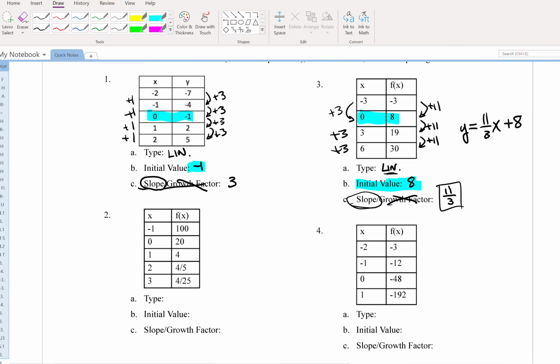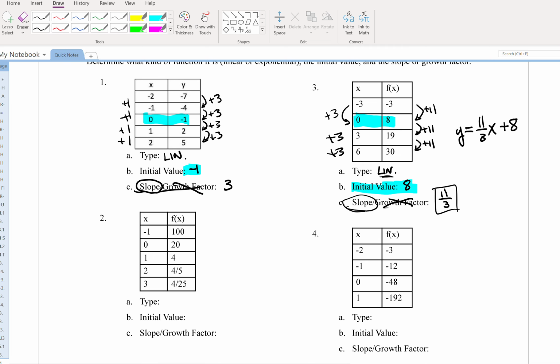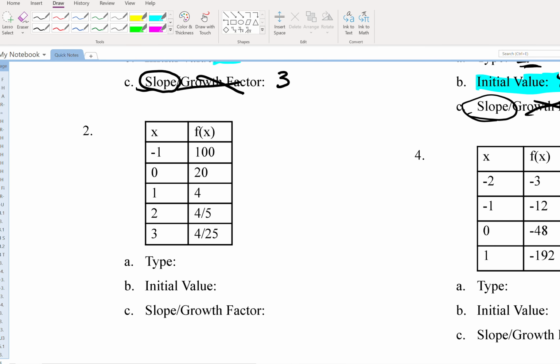Alrighty. One more here. Let's look at this. This is another one where we've just got here plus 1, plus 1, plus 1, plus 1. And then 100 to 20. Well, you could try minus 80. But 20 minus 80 is not 4. 20 minus 80 would be -60. So that's not it. It's not minus.